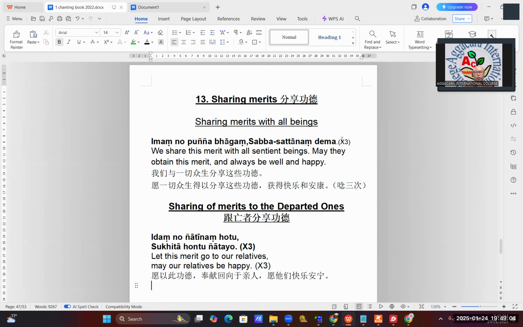We share this merit with all sentient beings. May they obtain this merit and always be well and happy. Sharing merits to the departed ones.